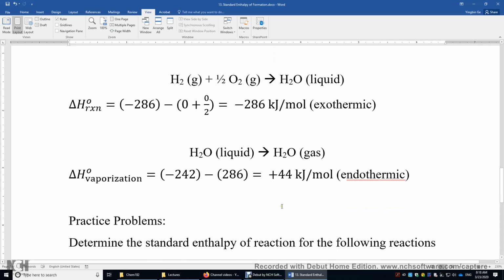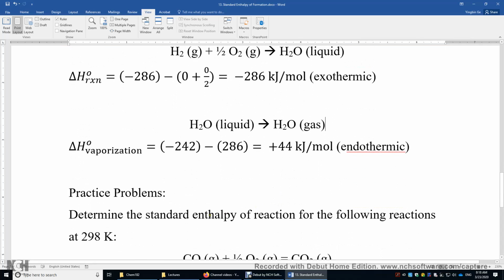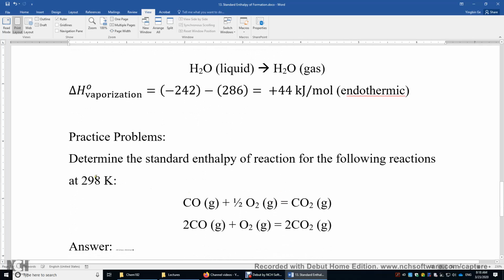Now, practice problems. Let's determine the standard enthalpy of reaction for the following reactions. Again, at 298 K for convenience. First, chemical reaction. The second reaction is simply the first one multiplied by 2. So what you need to do is look up the value of the enthalpy of formation of CO and CO2. What about this one? I'll let you think about it.